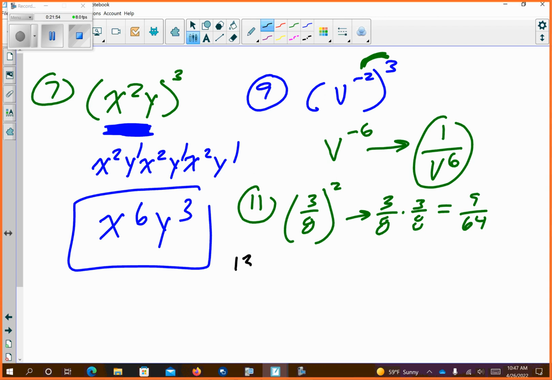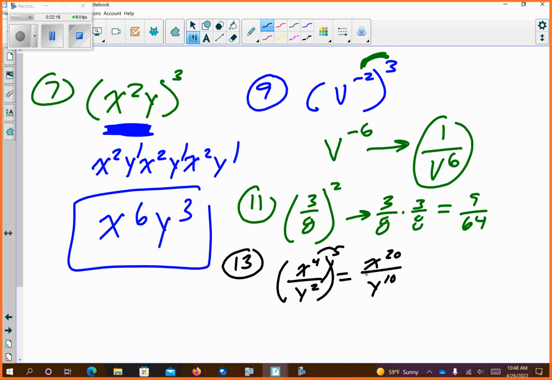Number 13. X to the 4th over y to the 2nd. So there's no tug of war on this one. Agreed? So power to power. That goes in. That goes in. 5 times 4 is 20. 5 times 2 is 10. Again, it's still not tug of war because our bases are x's and y's. All right, we're doing pretty good.